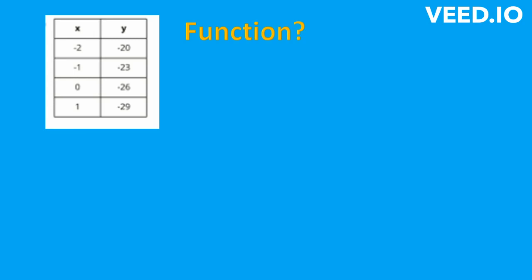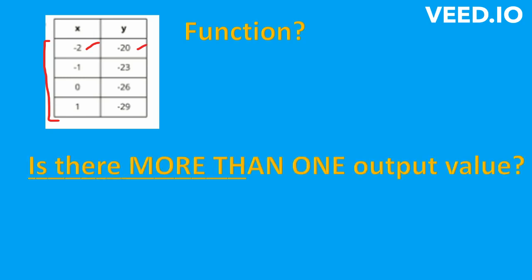Look at the input data set here. For each input value, we are having only one output value. This is the question: is there more than one output value for each input value? That is what we need to look at. This is a test. So this is a function.